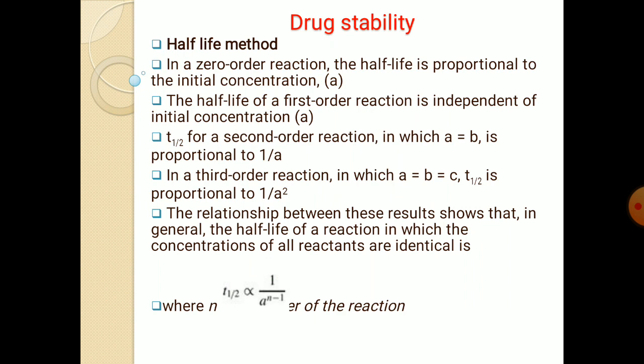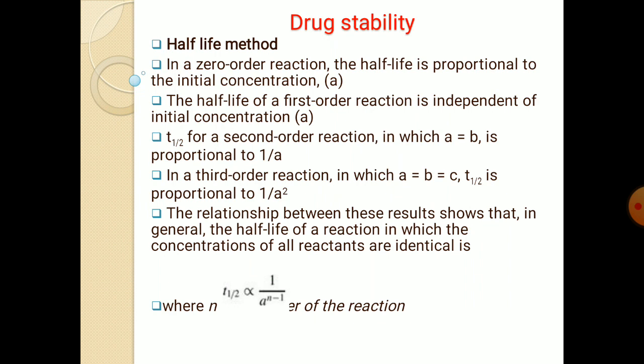And the third one is the half-life method. In the half-life method, there are certain relationships. In case of zero order, the half-life is proportional to the initial concentration, which is given by A, or we can denote it by C also. The half-life of the first order is independent of the initial concentration. So these are certain general relationships between the half-life and the concentration.